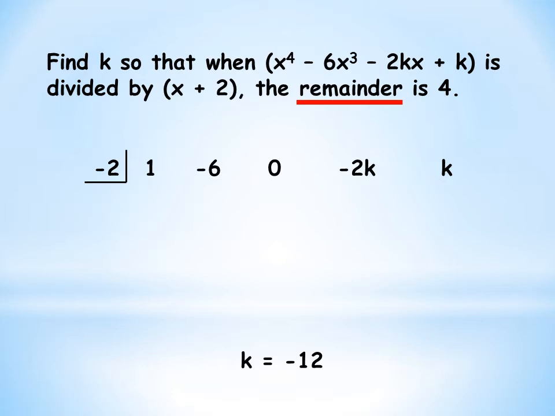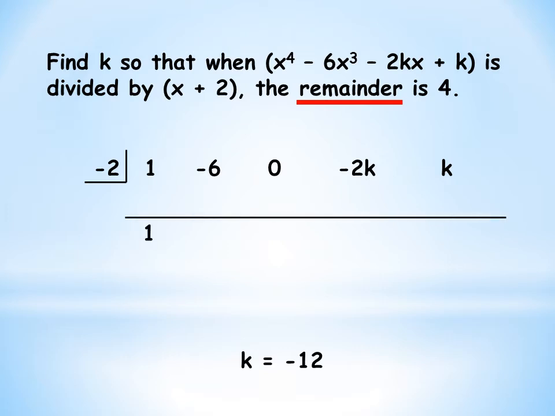All right, put down your coefficients. I have x to the 4th, so I'm going to put a 1 there. I have x to the 3rd, so I'm going to put a negative 6. But I have no x squared term. Did you forget that one? You have to put a 0 in. And then I have minus 2k and k. I'm going to divide by negative 2.